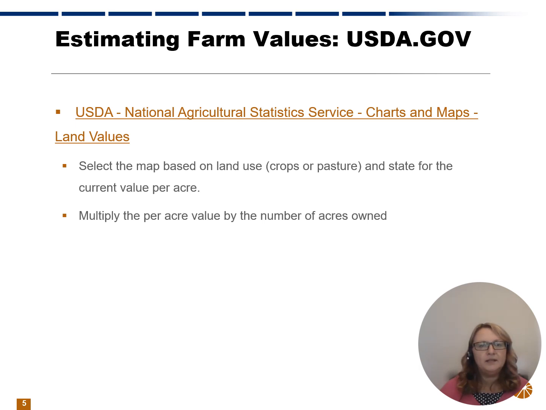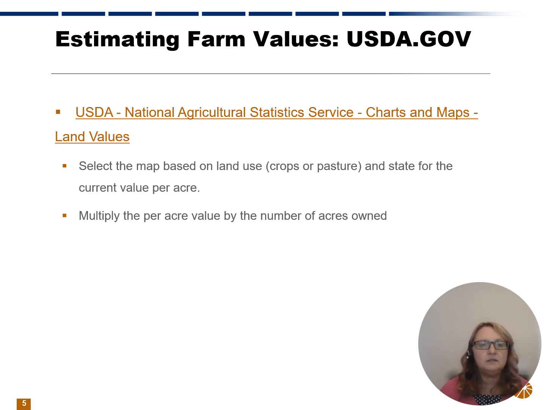Another way to estimate the value of a farm is online resources. The USDA has a website that will show you the different values for land use, whether it's crops or pasture, and the states. All you need to do is know how many acres a person owns, and then you can come to the amount justified with that information.